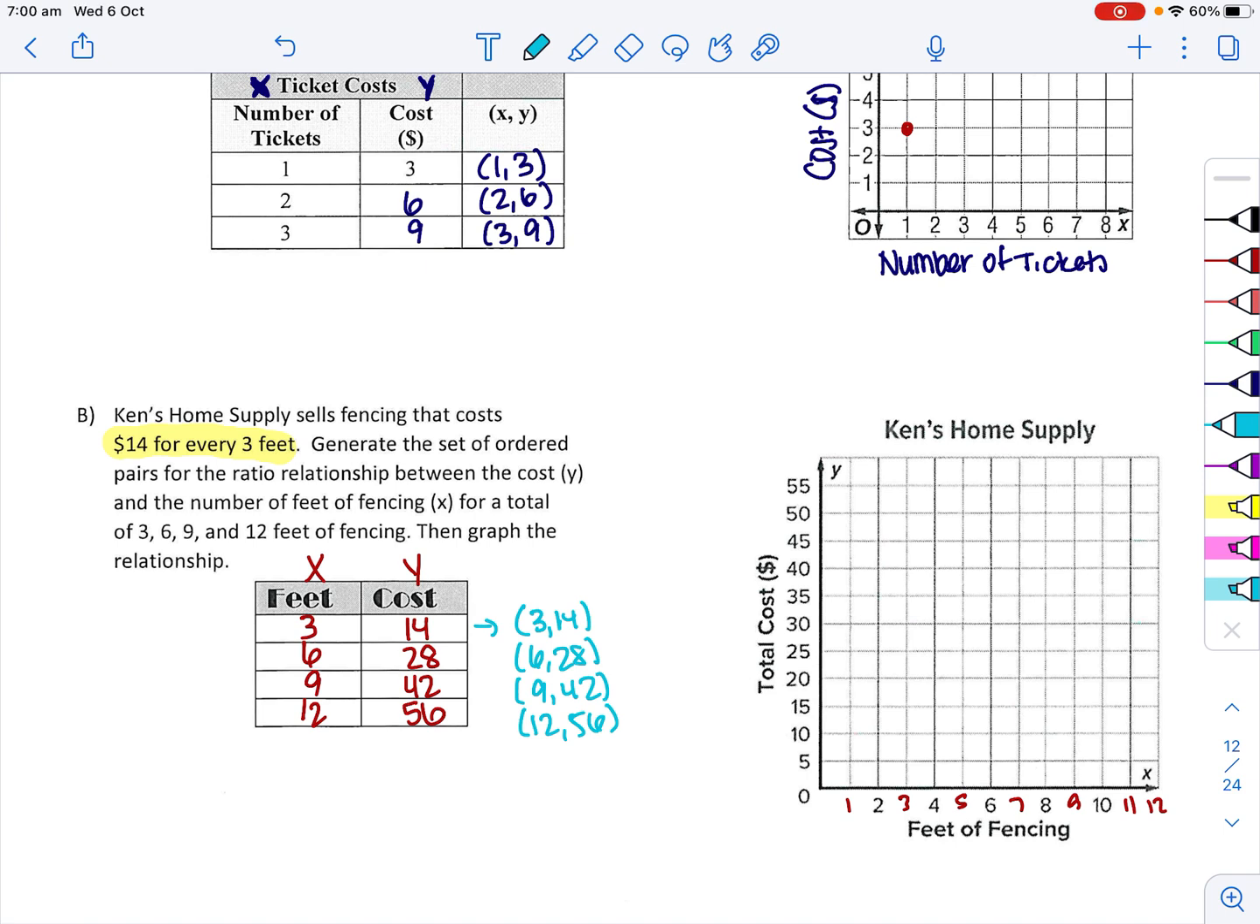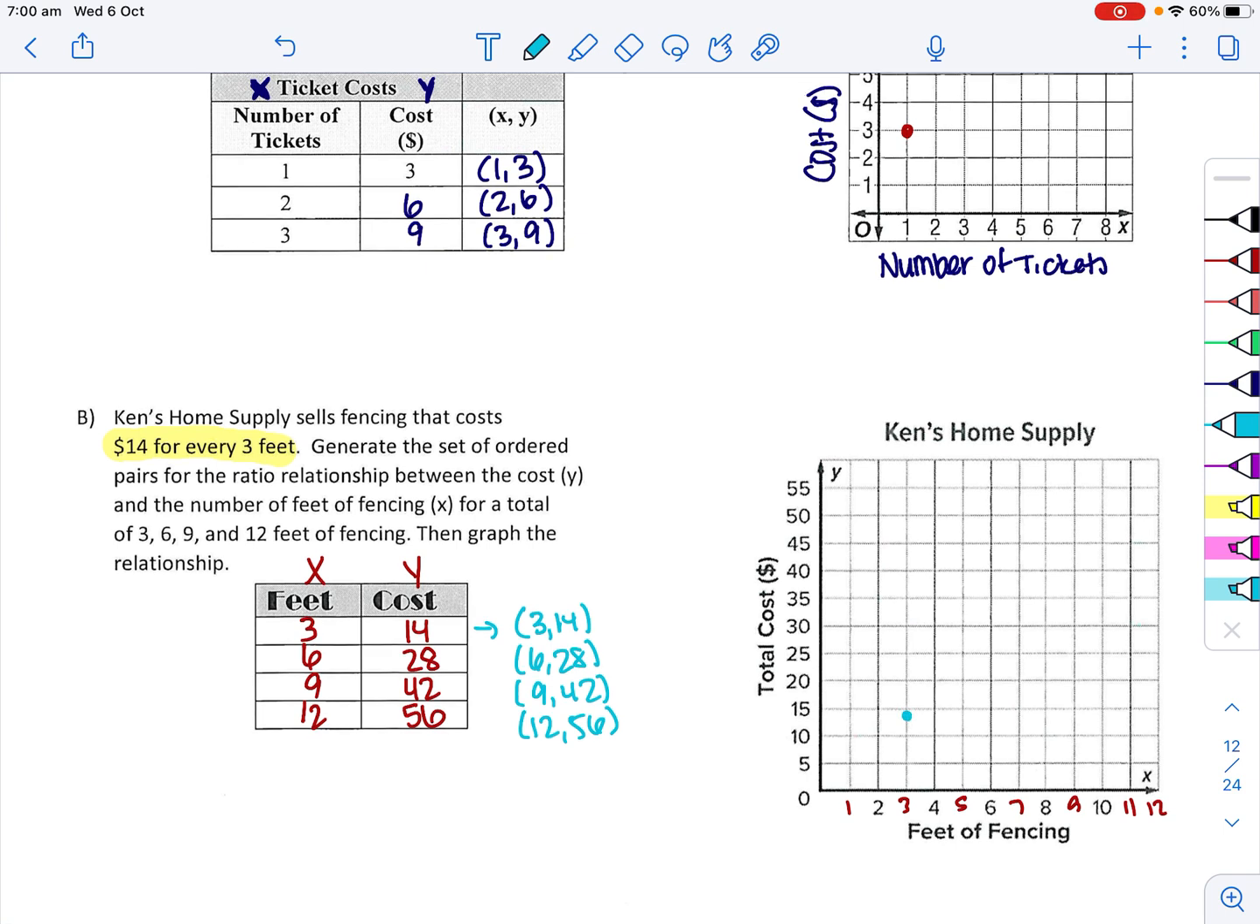Now on the graph, again, I said we were counting by 5s up the side. Notice that none of these y values is going to hit perfectly on one of these numbers, but we can get close. It doesn't have to be perfect, but we can get close. So 14 is going to be right below 15. 28 is going to be below 30. 42 is going to be just above 40. And then 56 is going to be just above 55.